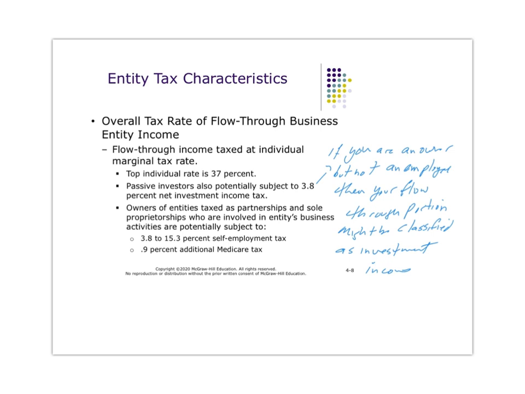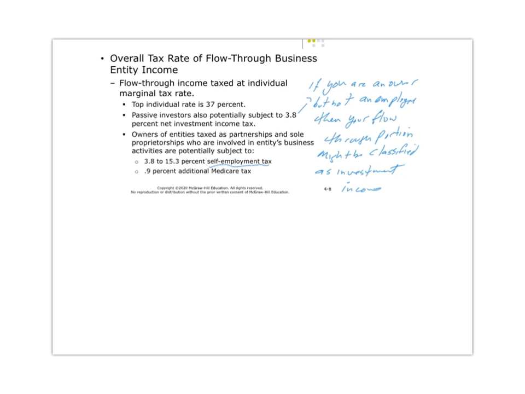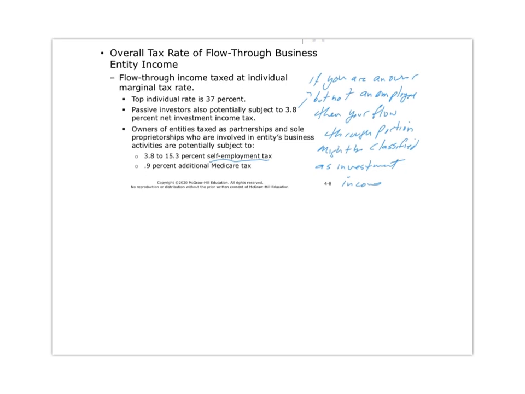If you're involved in the entity's business activities, so you're one of the partners of the partnership, but you also are doing the work of the partnership, then you're going to be concerned with self-employment tax, or this 0.9% additional Medicare tax. And there are a couple of things that we need to talk about, kind of a review from self-employment. So let's talk about self-employment taxes just a minute.